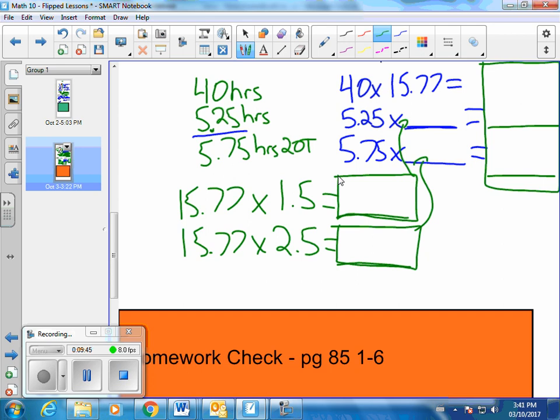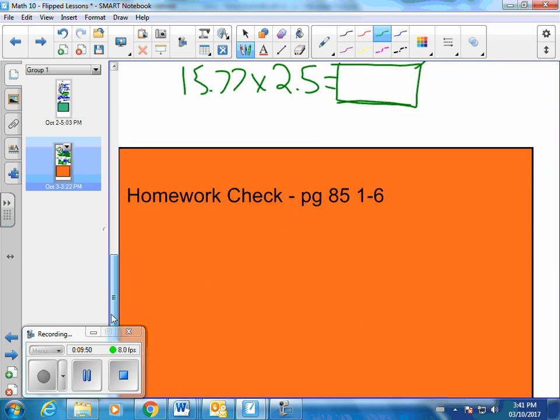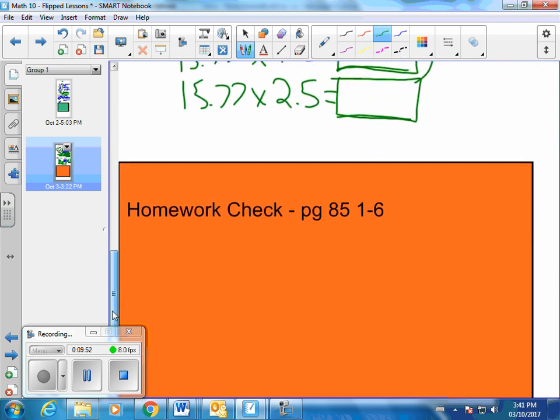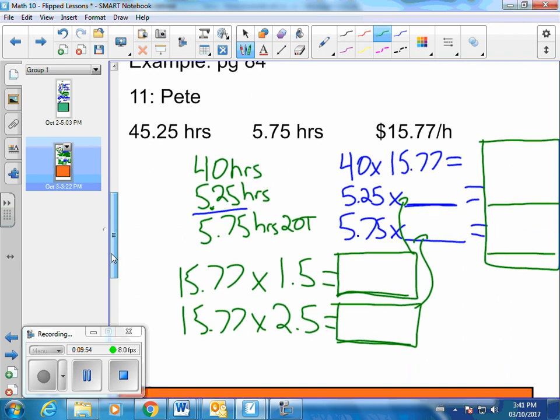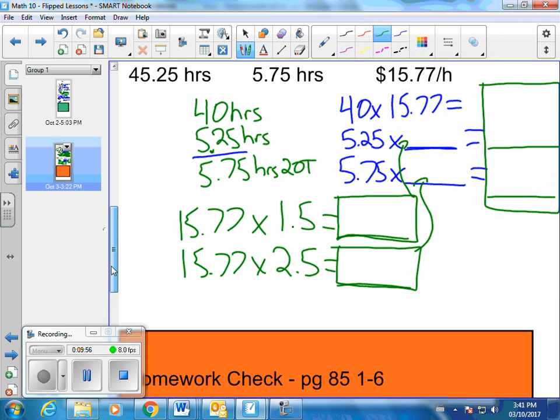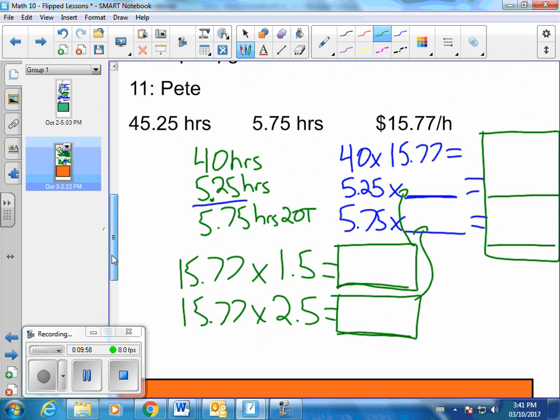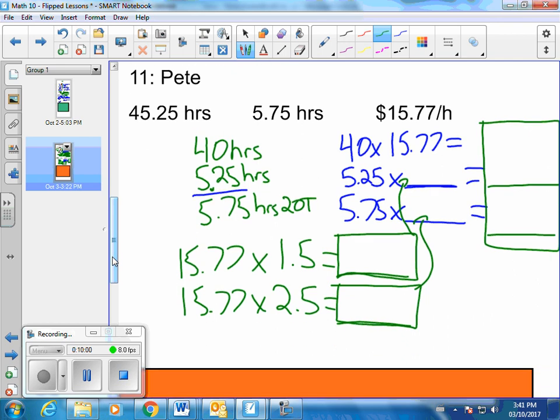for question 11, and we are going to be working on page our homework check for next class is going to be page 85, 1 to 6. It actually spans a few different pages, but it starts on page 185. So try this on your own. See what number you wind up with for a total. And when we get to class, we're going to have a chance to work on this further. All right, see you in class.